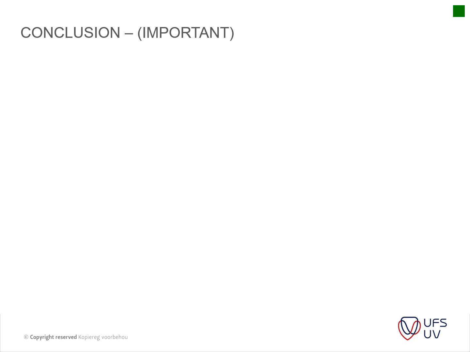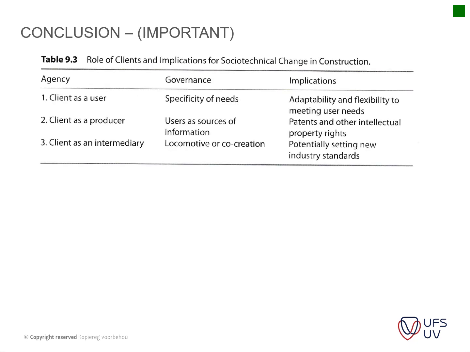So, and then in conclusion, we've got this little table, which is extremely important for me. You should be able to classify your clients as users, producers, or intermediaries. How do they govern their projects? They specify the needs, or they use users as a source of information, so producers. Okay, and then locomotive or co-creation. So this is your intermediaries.